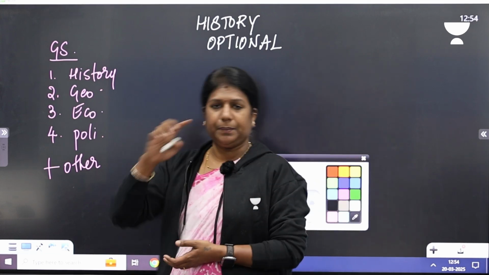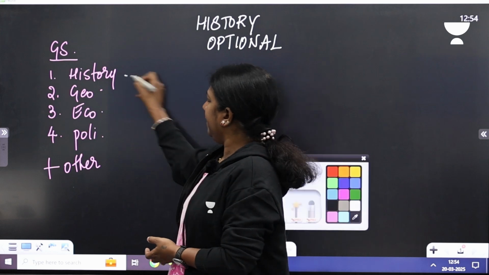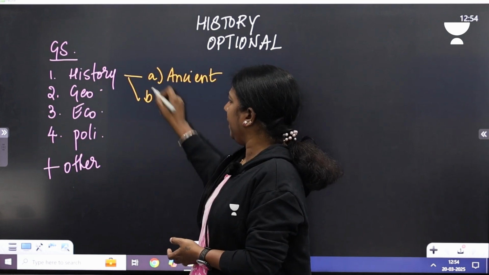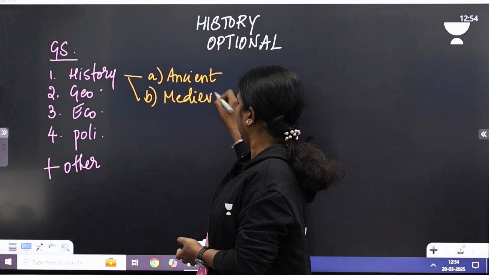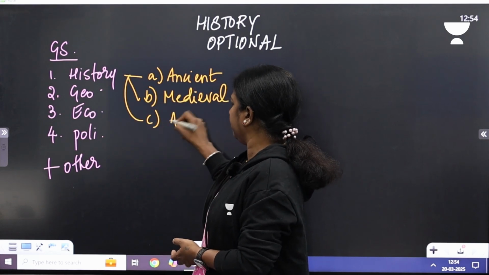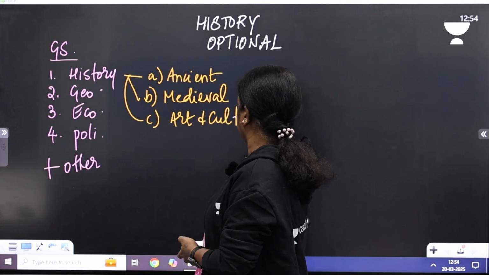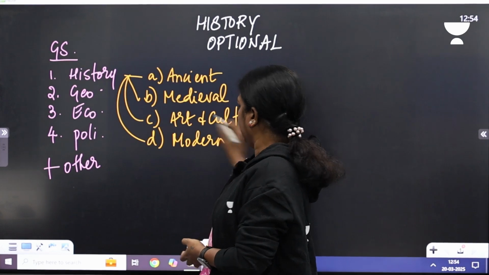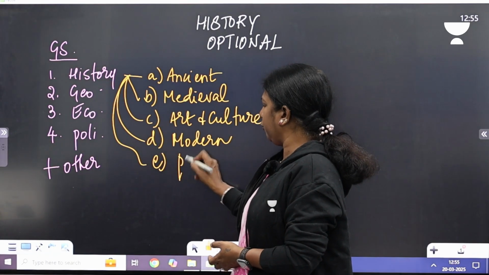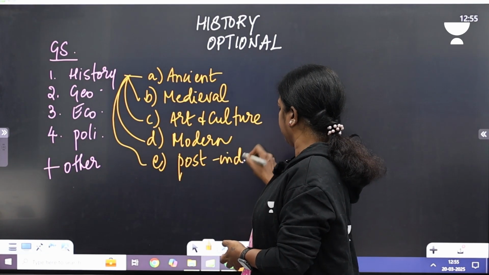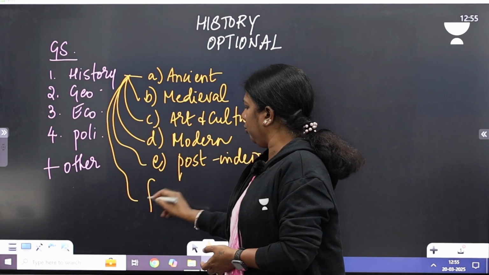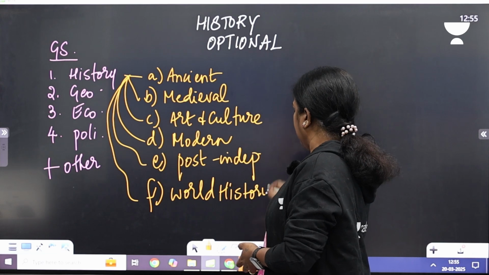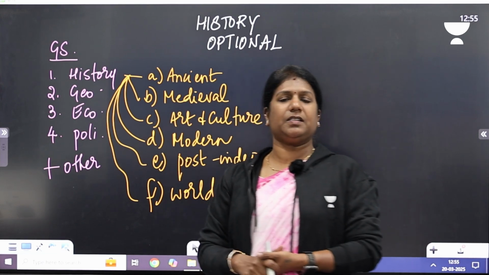Now coming on to history, what is the syllabus there? In history, the first one we have is ancient Indian history, followed by medieval Indian history, followed by art and culture, followed by modern Indian history. Then we have post-independence history. Then we have world history. So these are compulsory papers for general studies.